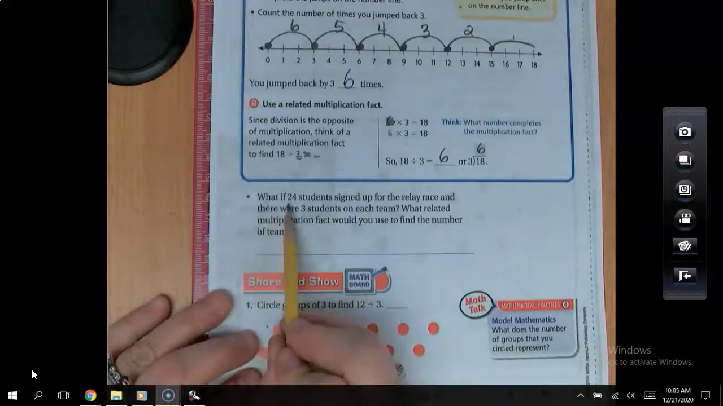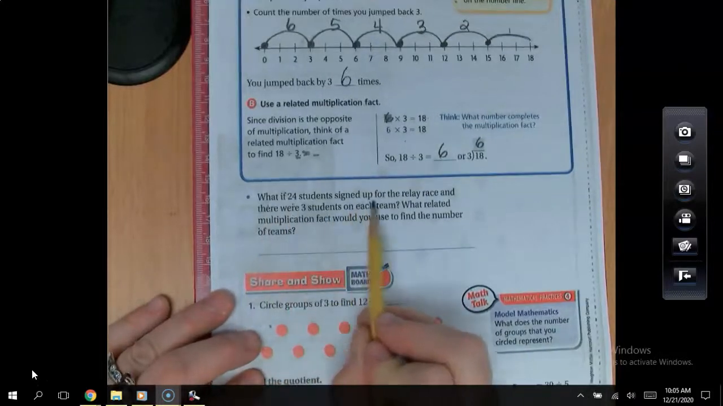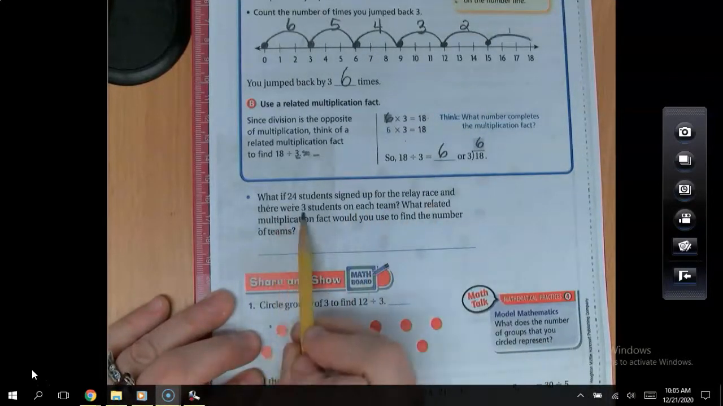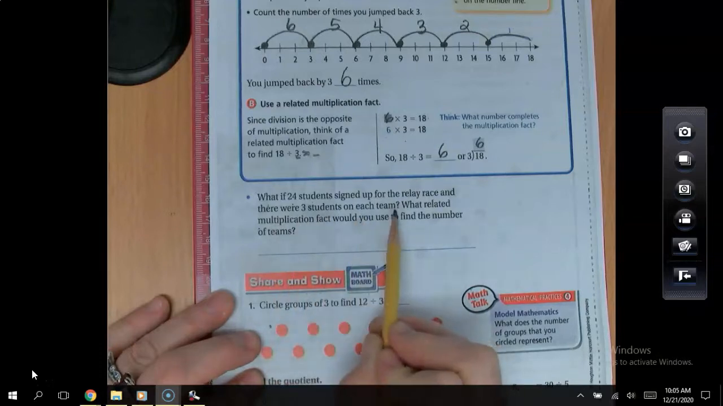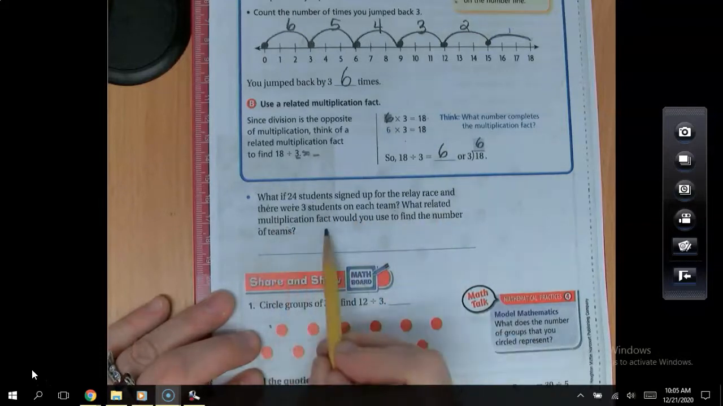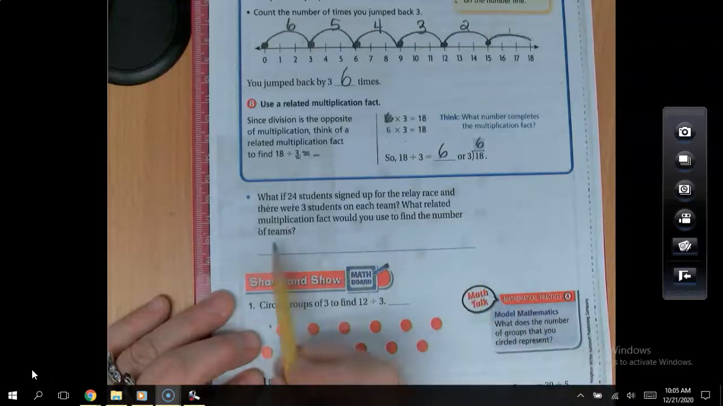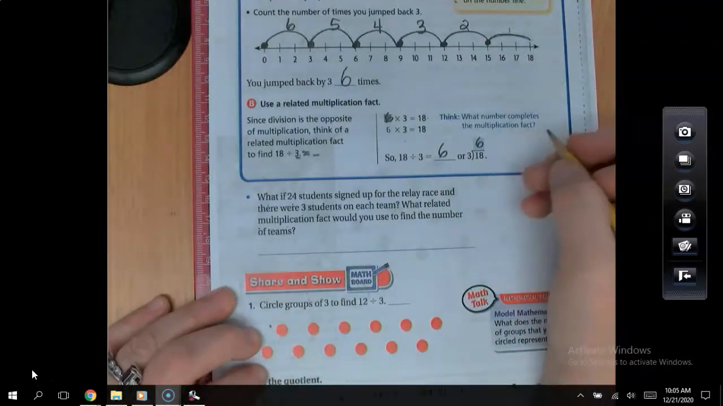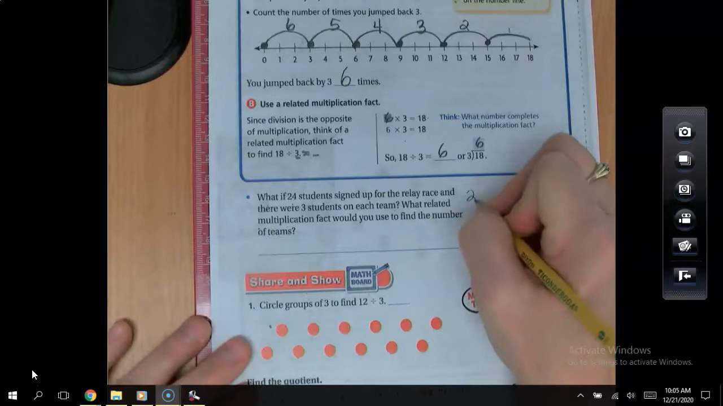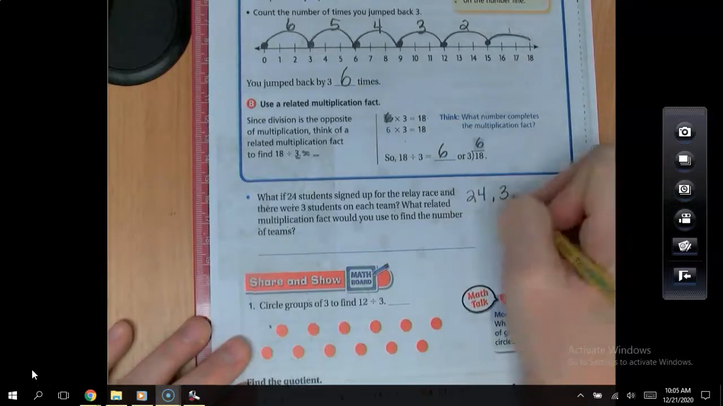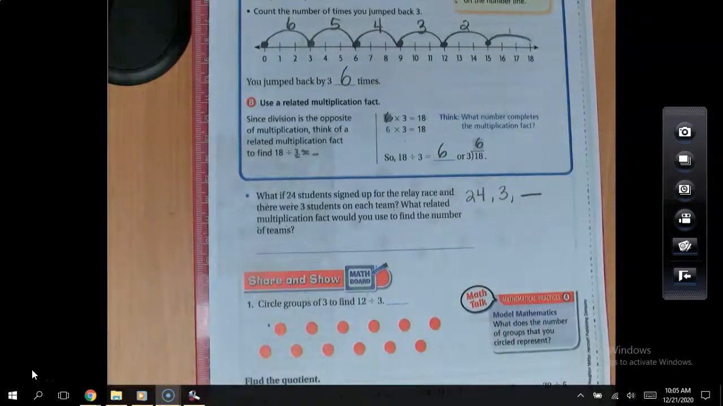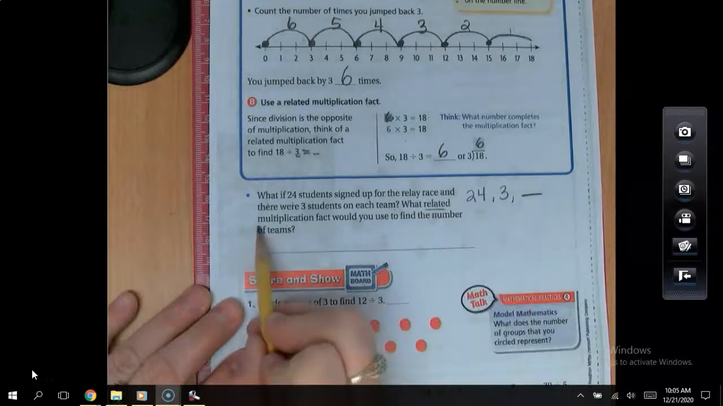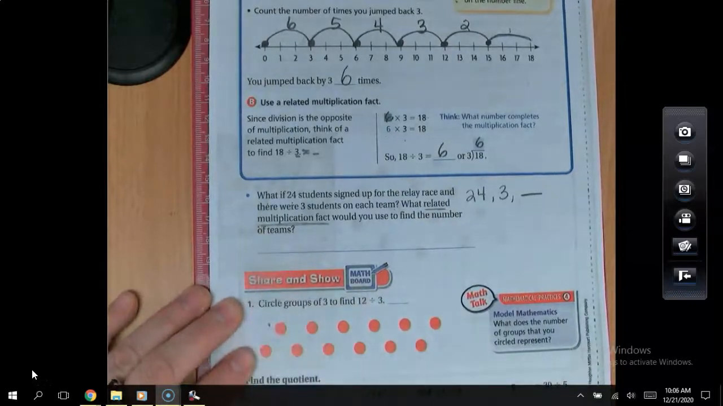It says, what if 24 students signed up for the relay race, and there were 3 students on each team? What related multiplication fact would you use to find the number of teams? So if I'm thinking about related facts, I know that I have a 24, I know that I have a 3, and I know I'm missing another number. And they want us to figure out a related multiplication fact.